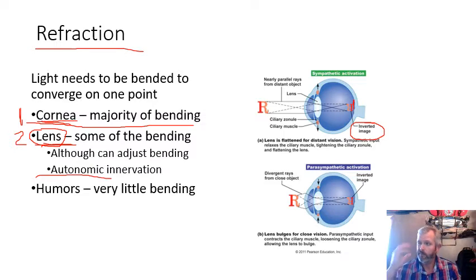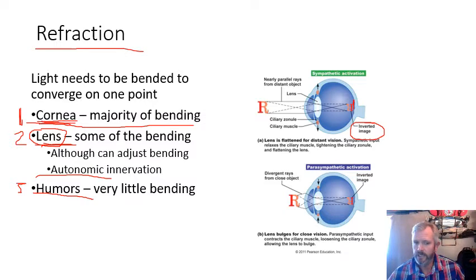We don't have to think, hey, I got to bend the light more. The autonomic nervous system is controlling the shape of the lens to allow us to properly refract the light. Another thing we can't control is the humors, those fluid-filled areas, kind of like water. If you're underneath in a pool and looking up, what's going to happen? The water's going to bend the light. So the humors add some bending, but they would be the least amount. So top bending, most bending is the cornea, the lens is second, humors third.